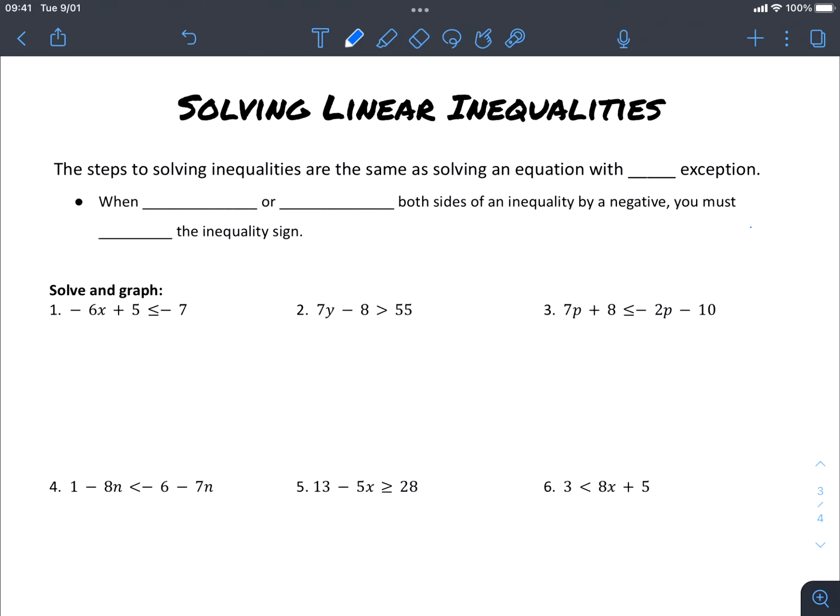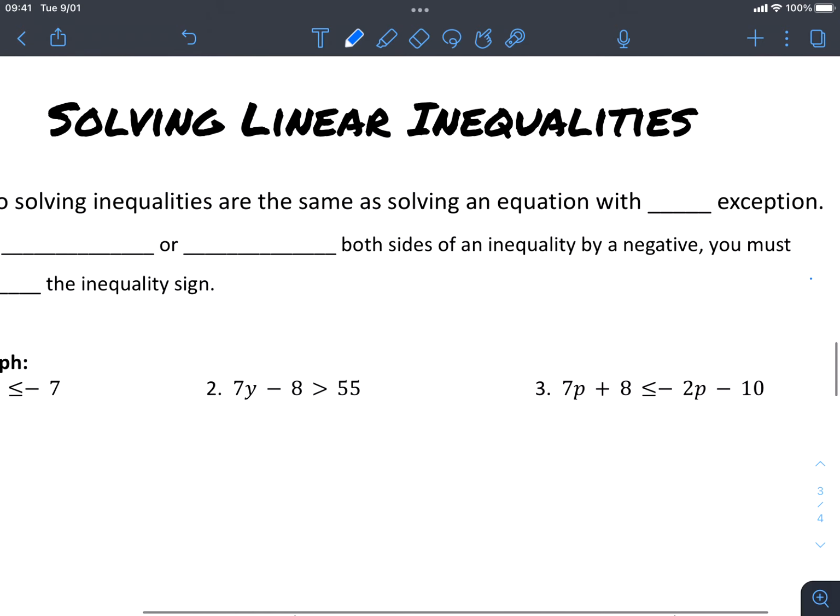All right, concept 29 is solving linear inequalities. Now, the cool thing about these inequalities is that they're the same as solving regular equations. You'll notice that the problems on this page don't have equal signs, they have inequalities, but solving them is exactly the same except for one exception. So, the steps to solving inequalities are the same as solving an equation with one exception.